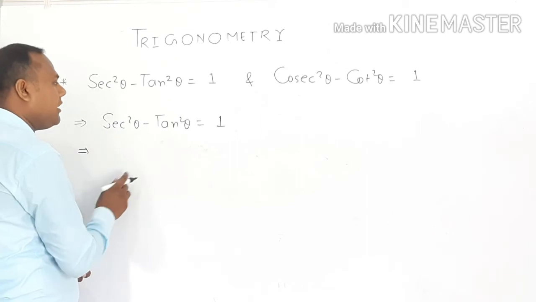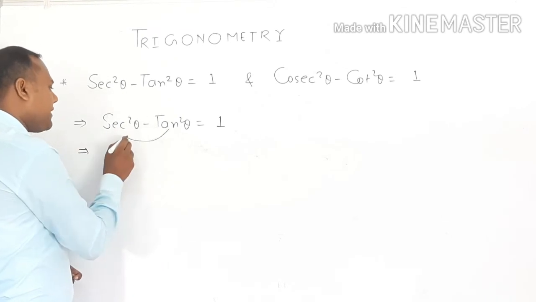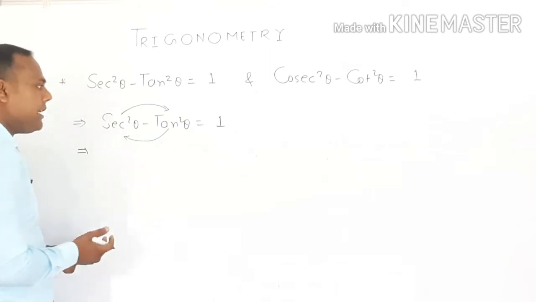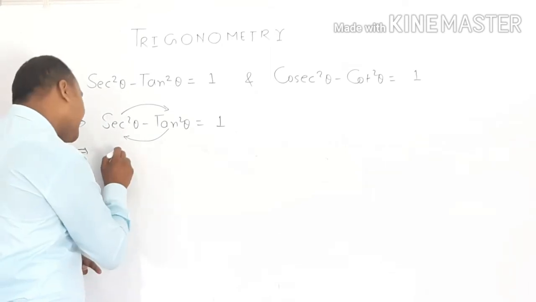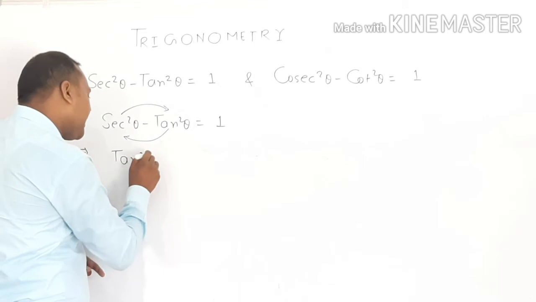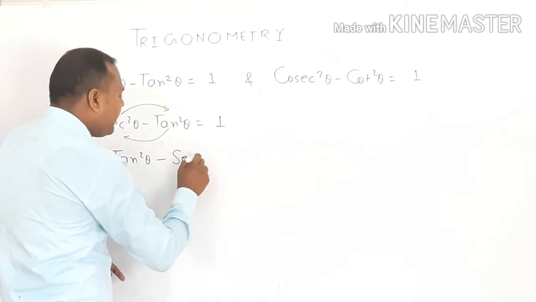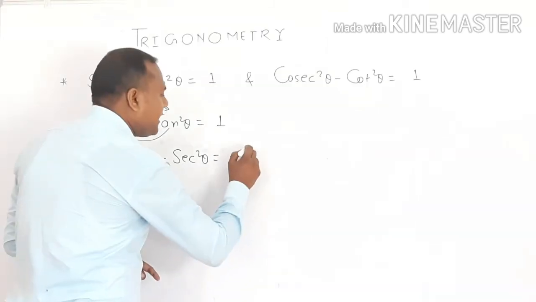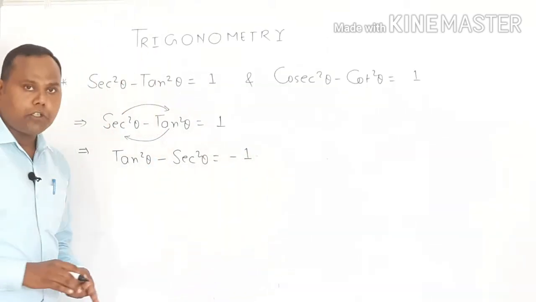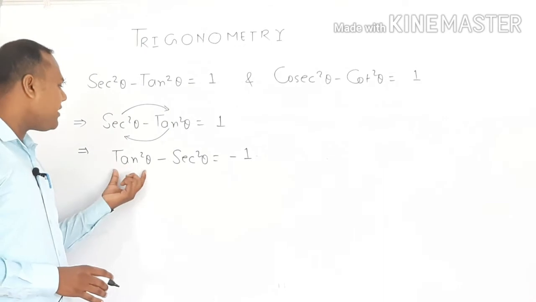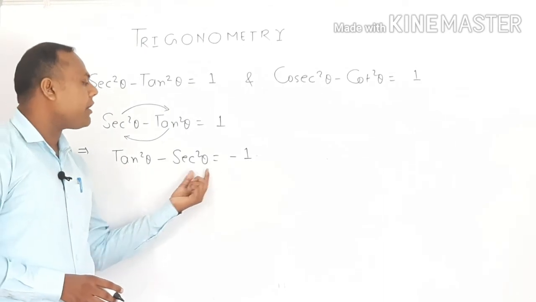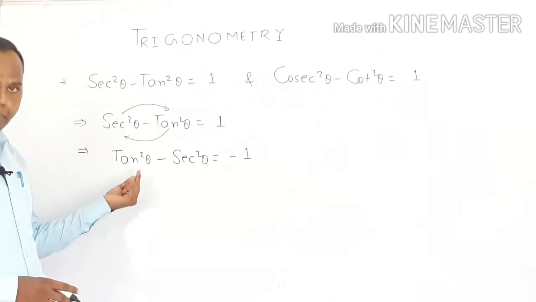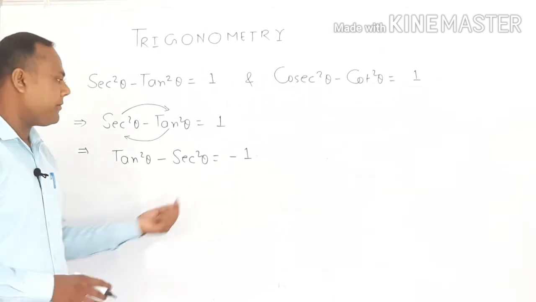If we alter the terms, tan square theta and sec square theta, then how can we manipulate it? If we write tan square of theta minus sec square of theta, then we have to put a negative sign here. That means tan square of theta minus sec square of theta will be equal to minus 1. This result is very important for critical type of problems.